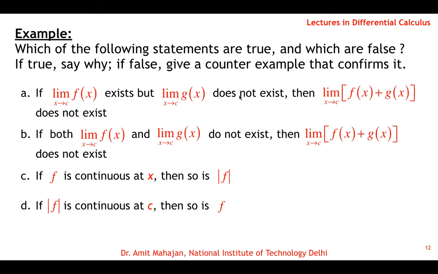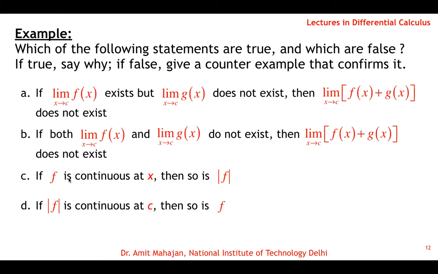Okay, so here the first statement is true. If one limit exists and the second does not exist, then the limit of the sum does not exist. This statement is true. The second statement is false, because even when the two limits do not exist, the limit of the sum may exist. So I will give a counterexample for this.